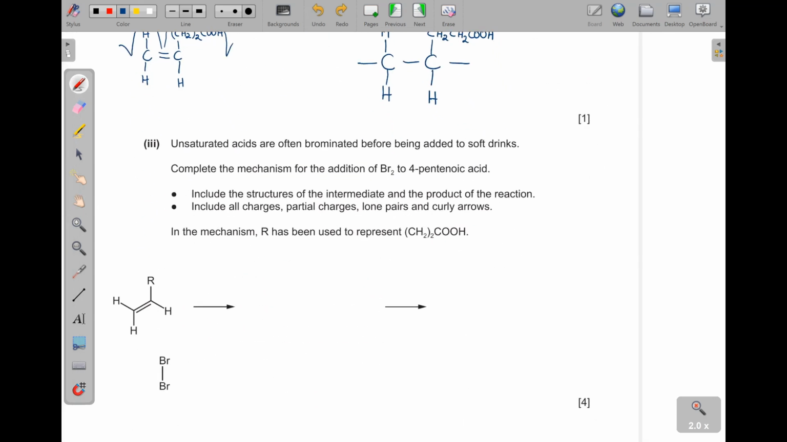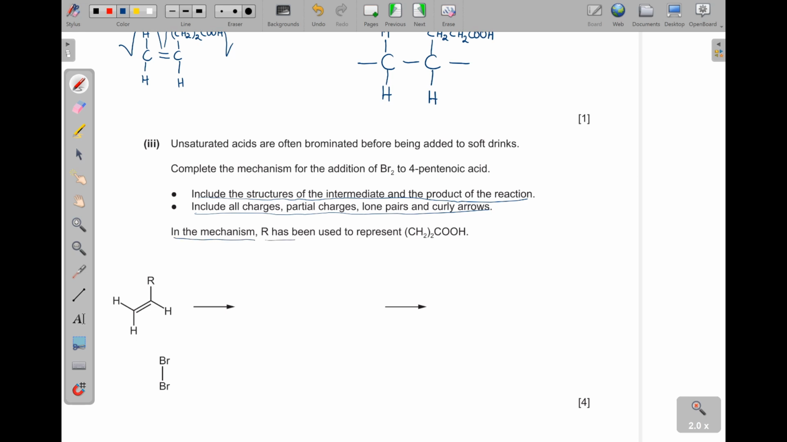Okay, then Roman 3, unsaturated acids are often brominated before being added to soft drinks. Complete the mechanism for the addition of bromine to 4-pentenoic acid. Include the structures of the intermediate and the product of the reaction. Include all charges, partial charges, lone pairs, and curly arrows.